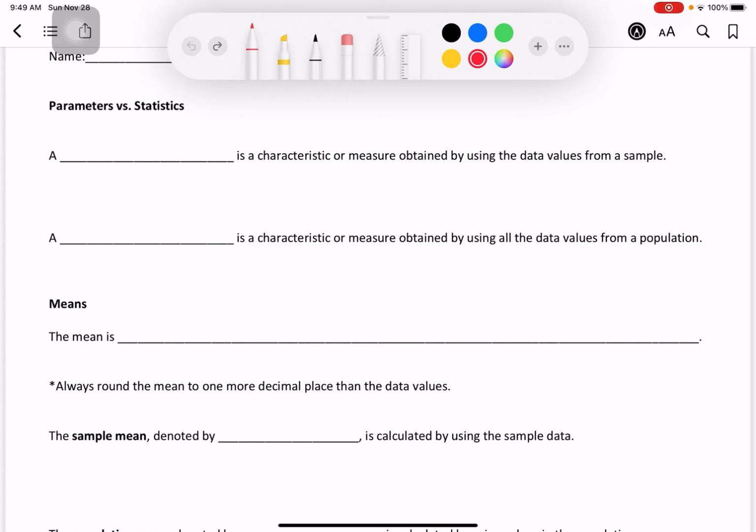So I'm gonna be absent tomorrow because I have a doctor's appointment that I completely forgot about. So what we're gonna do today is we're gonna do the first 3 pages of notes.